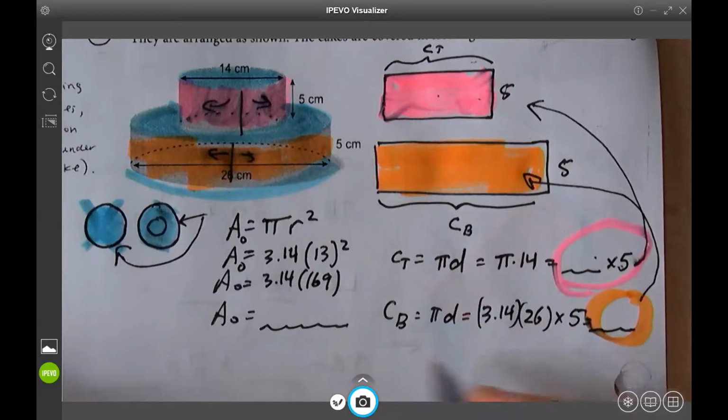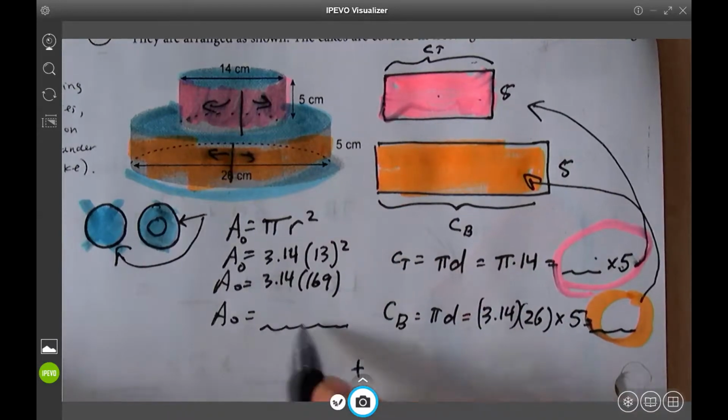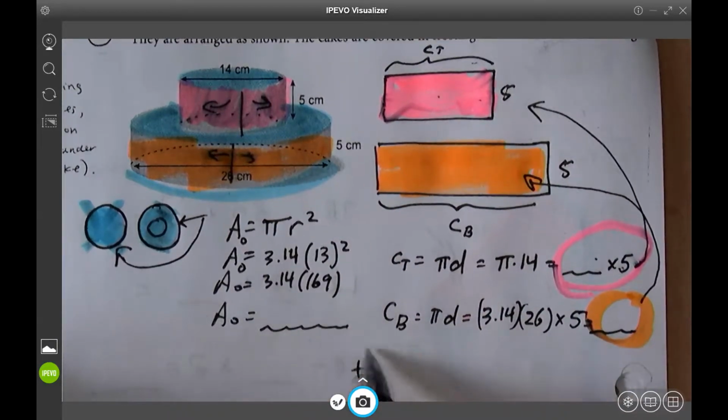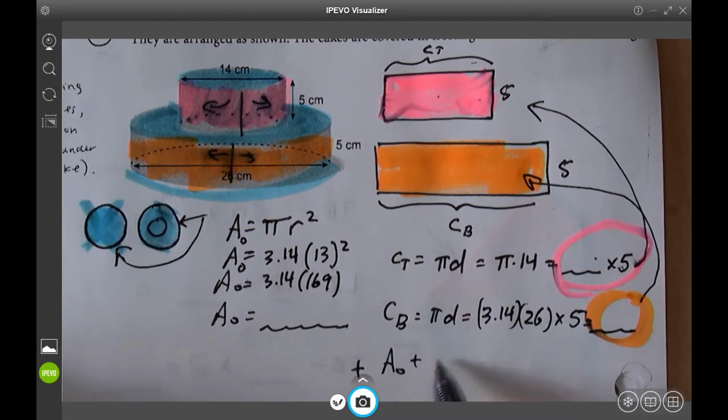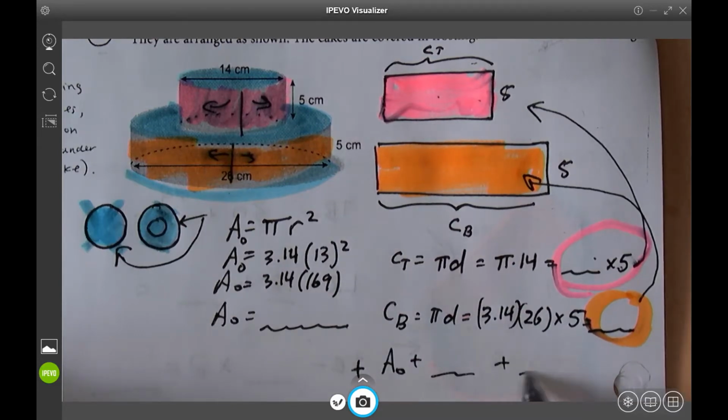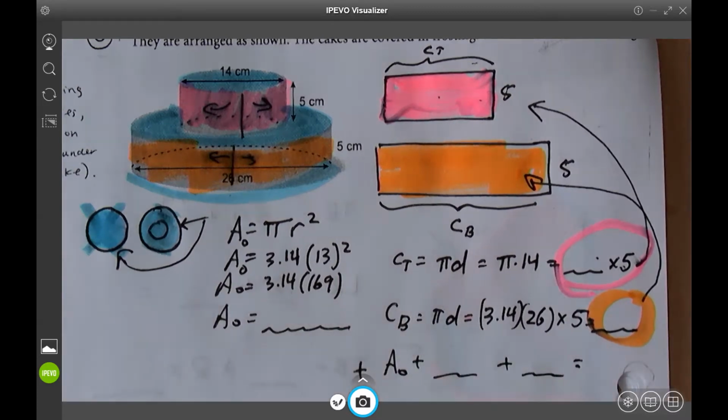Once you get this surface area, then you just add it. You add this area of one of the circles together to these, and you should get the value of that cake. Hopefully that helps.